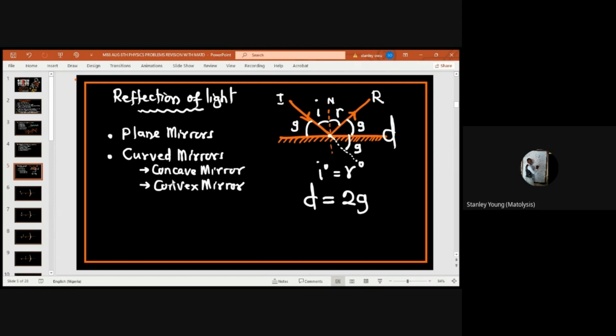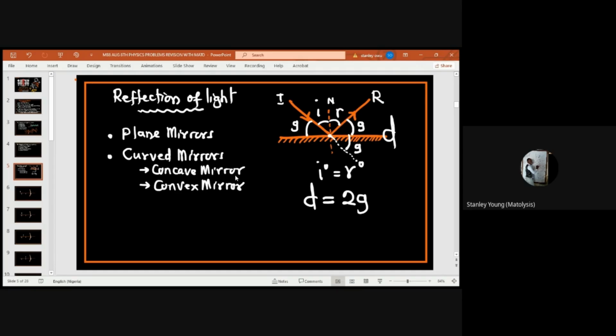Okay. Then we have curved mirrors. I'm still going to talk more about the properties of plane mirrors. There are some questions at the end of this class which are more emphatic on information on plane mirrors. So I will take my time to explain when I get there.